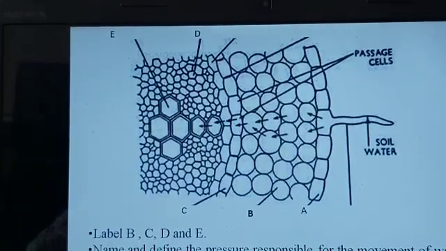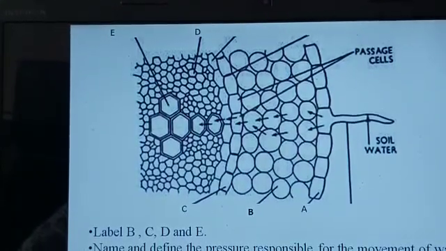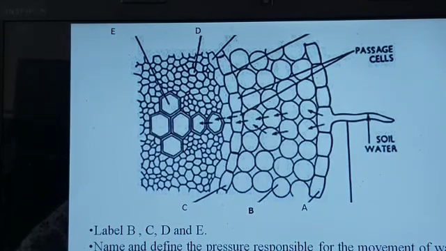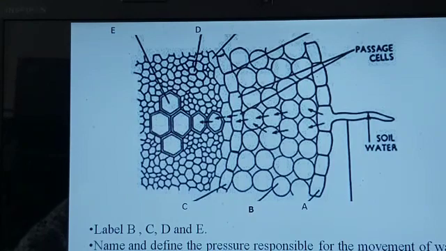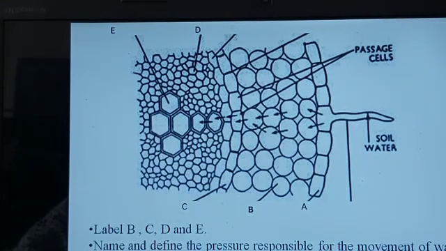So that also is a very popular question in the ICSE paper. So please be prepared with such kind of questions also. Now children, since I have the diagram of a root hair, there is one more thing I would like to discuss here.